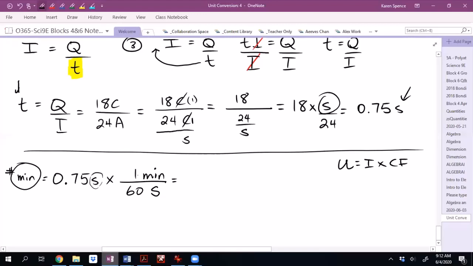I've put my calculator somewhere here. I do, excellent. So now we have 0.75 divided by 60 equals 0.0125 minutes. And let's look at our units and make sure they worked. I have seconds on the top, I have seconds on the bottom, those cancel out, and we are left with minutes. And that is it. Okay, so that is your quick little lesson on using unit conversions within the context of electricity.